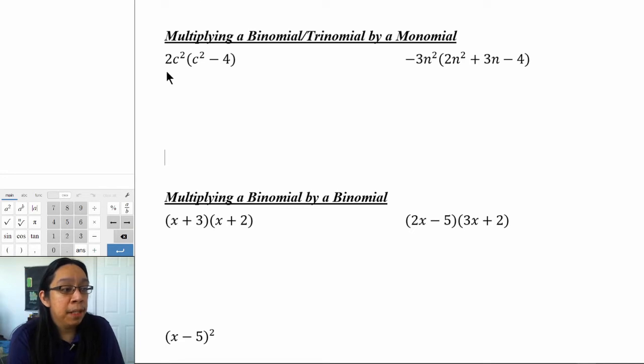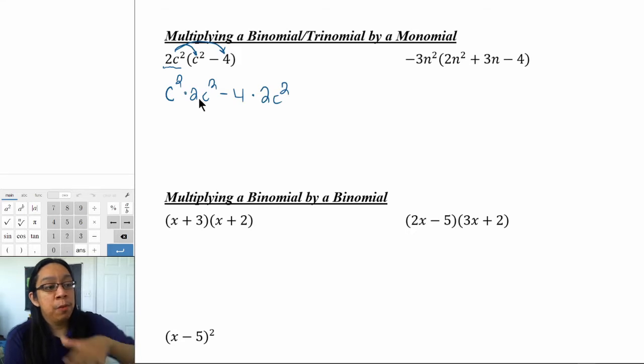So the idea that we're going to try to apply here is that we're going to take this quantity on the outside and we're going to distribute it. We're going to multiply it to the quantities on the inside. I'm going to show you step by step how that looks, and then we're going to simplify it afterwards. Here's how we're going to do it. We're going to multiply c squared by 2c squared. So c squared times 2c squared. Next, what we're going to do is multiply this negative 4 times again 2c squared, because that's the term that we're distributing by. So notice what we have after we distribute 2c squared into both of these terms.